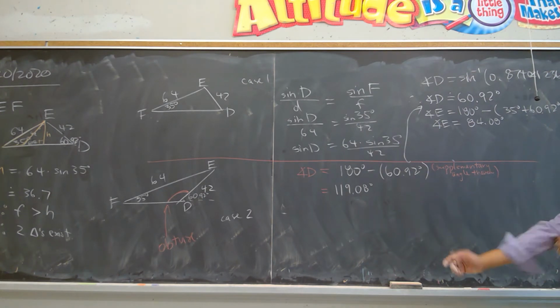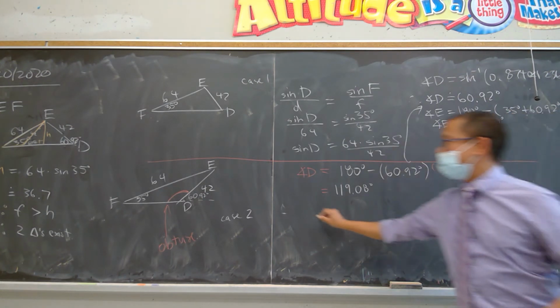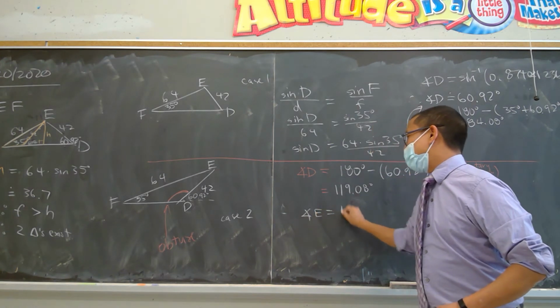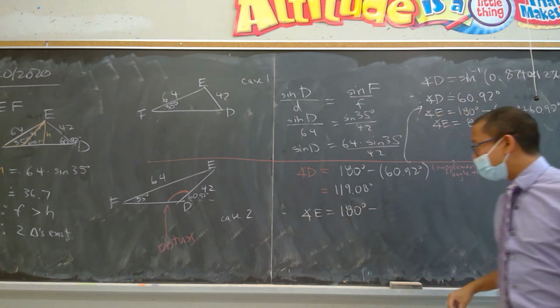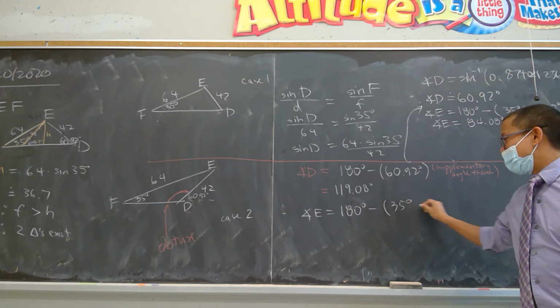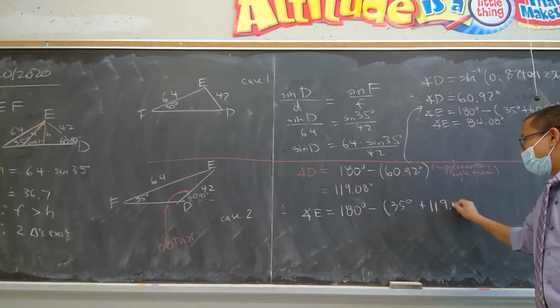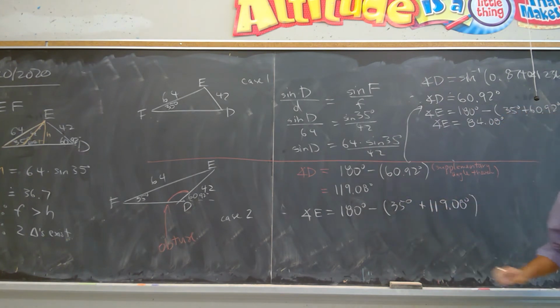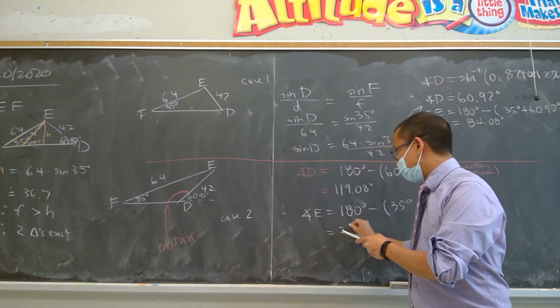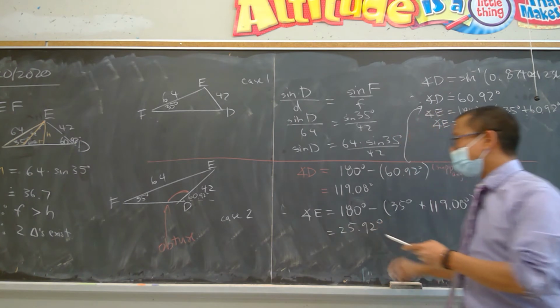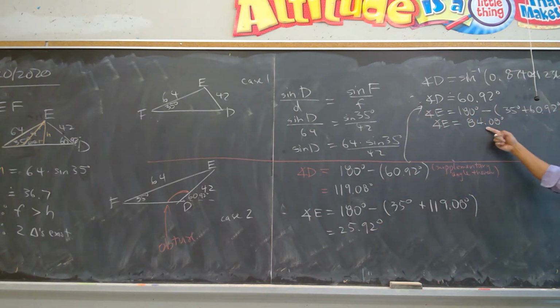So then now when we want to solve this, find angle E. It's the same idea, except 180 degrees minus that 35 degrees plus that 119.08 degrees. Let's do that really quickly. 119.08 plus 35, 180 minus that. And I think, so I'll double check my math, 25.92. So that angle E is clearly smaller than that 84 from the case 1.